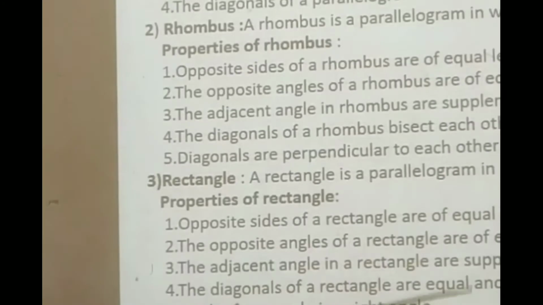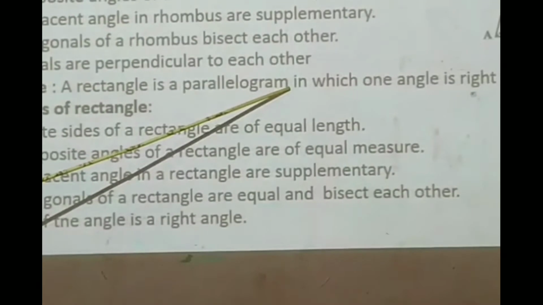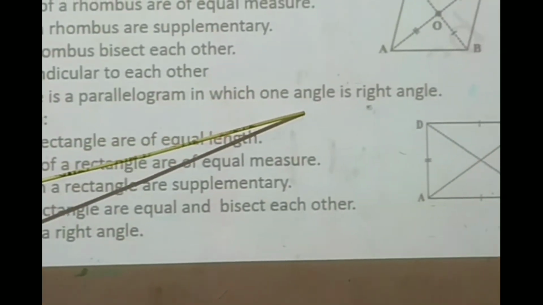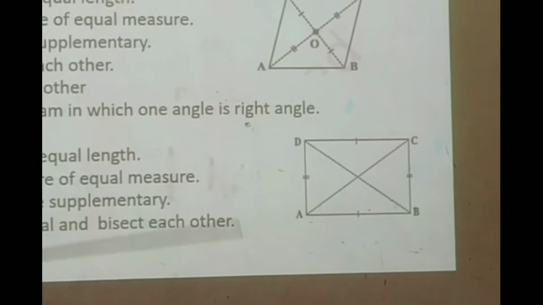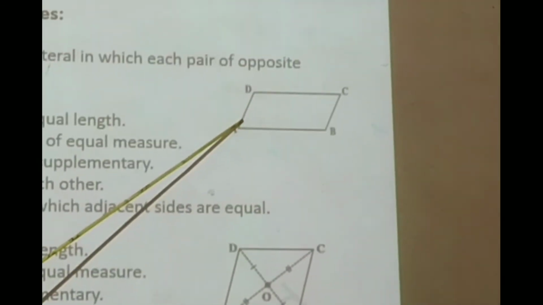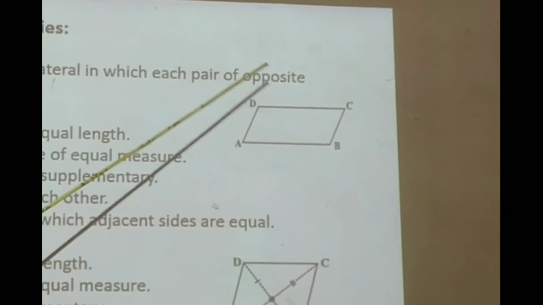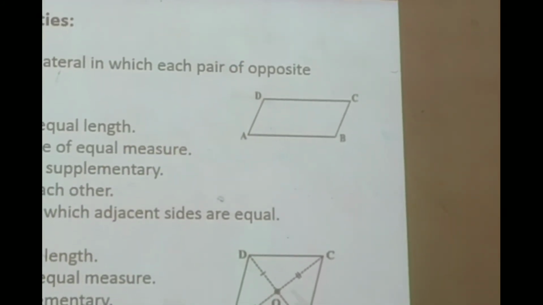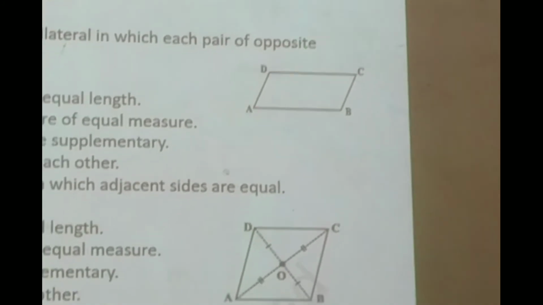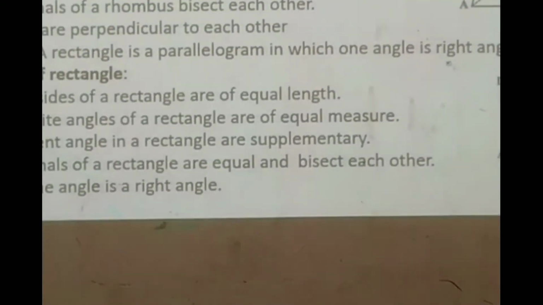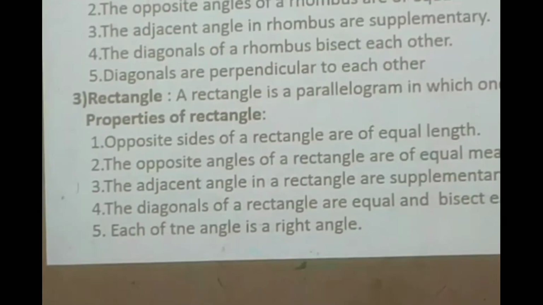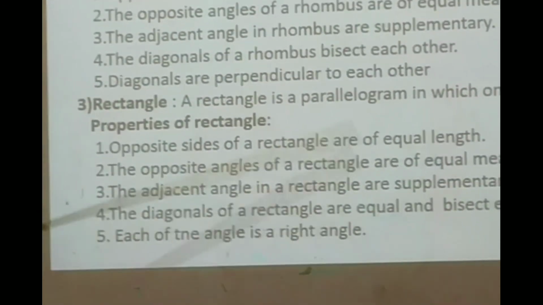Rectangle. A rectangle is a parallelogram in which one angle is a right angle. Means in that parallelogram, if we take one angle as a right angle, then we get the rectangle. Of course, all the angles are 90 degrees, because if one angle is 90 degrees, then all angles will be 90 degrees since opposite sides are parallel and equal. So it is a rectangle.